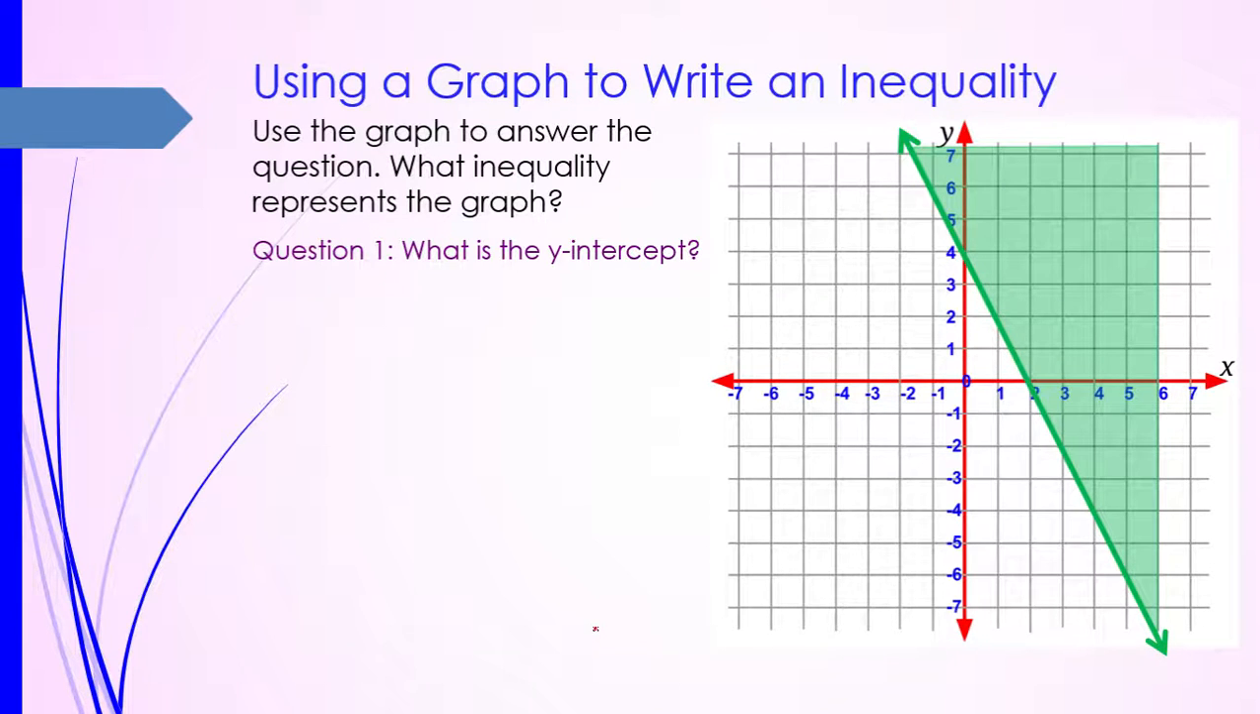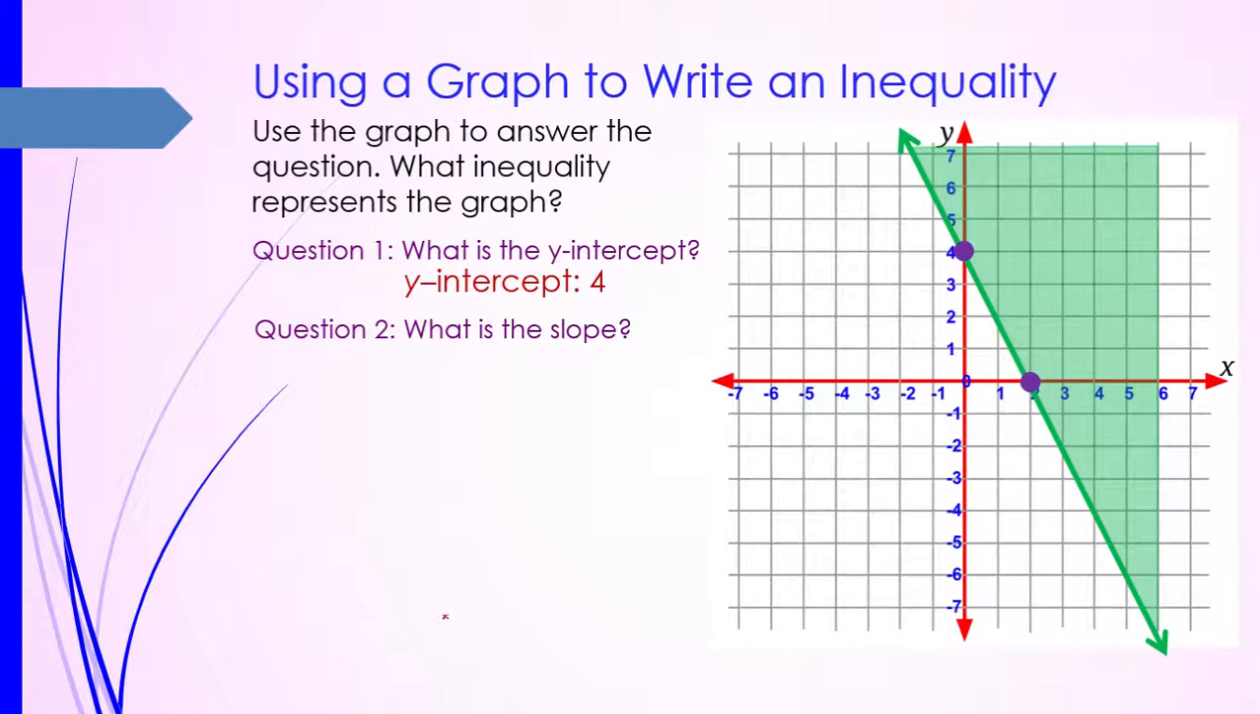So you want to look at the y-axis. Where does the line pass? It passes at 4. So the y-intercept is going to be 4. Next question. What is the slope? So to find the slope, you want to get 2 points, right? So my second point will be right there, just to keep it simple.